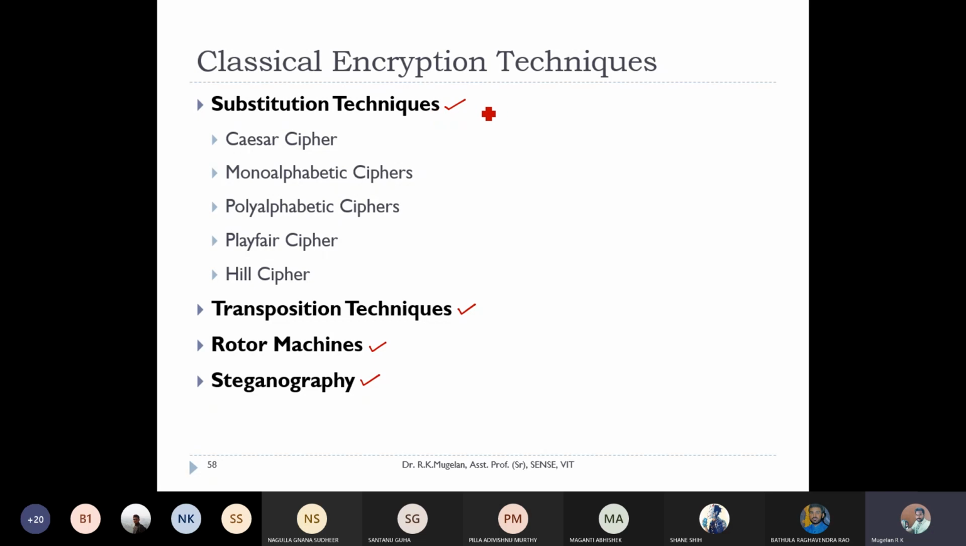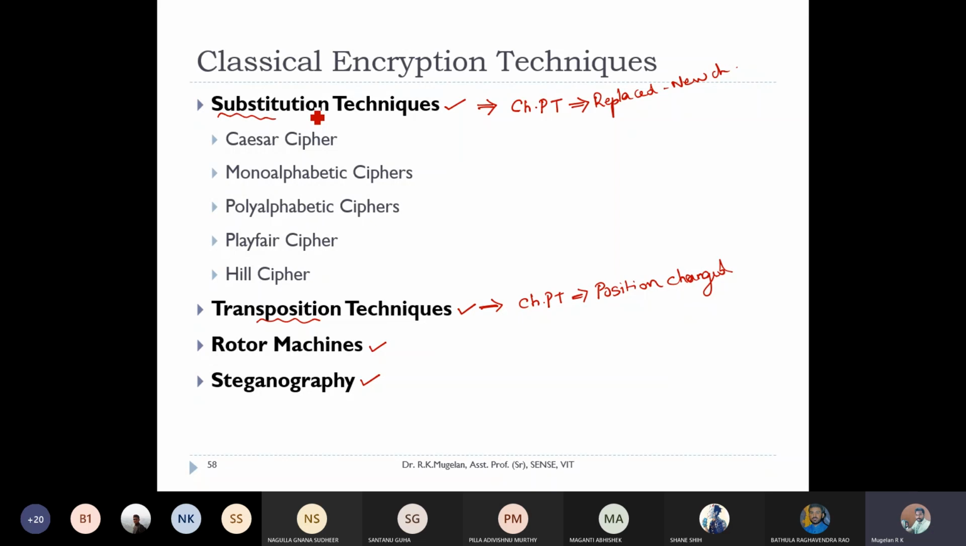As the name denotes, in substitution techniques, the characters present in the plain text are simply substituted or replaced with some other new character or new alphabet. Whereas in the transposition technique, the positions of the characters in the plain text, that is, the position in the entire message, are allowed to be changed. Only positions are changed here. That's why it's called transposition technique. And here, the entire character is going to be substituted or replaced with a new character. So this comes under the substitution techniques.